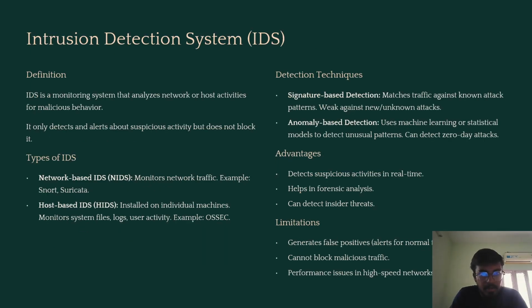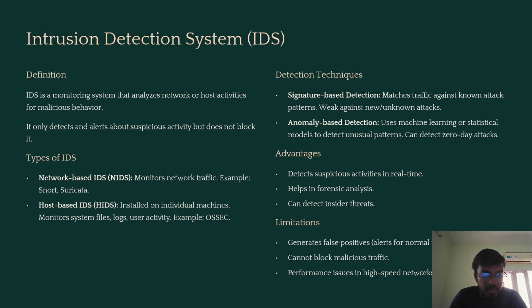Intrusion Detection System, IDS. IDS is a monitoring system that analyzes network or host activities for malicious behavior. It only detects and alerts about suspicious activities, but does not block them. Types of IDS: network-based IDS monitors network traffic. Examples: Snort.